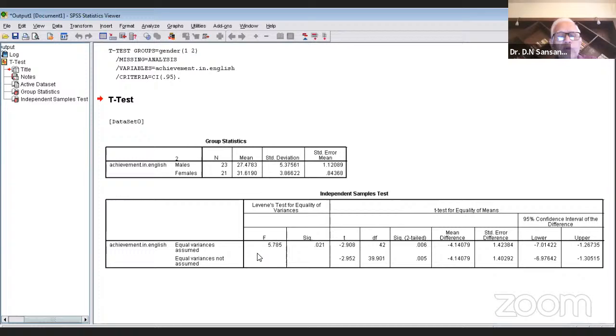Here, this is the F value they have calculated, and this F value is 5.785. And in this one, the error is only 2%. So this F value is significant. Why significant? Because the maximum allowed error is 5%, but in this case it is 0.021. If you multiply it by 100, you get 2.1%. So your error is 2.1%, less than 5%, which means this value is significant.